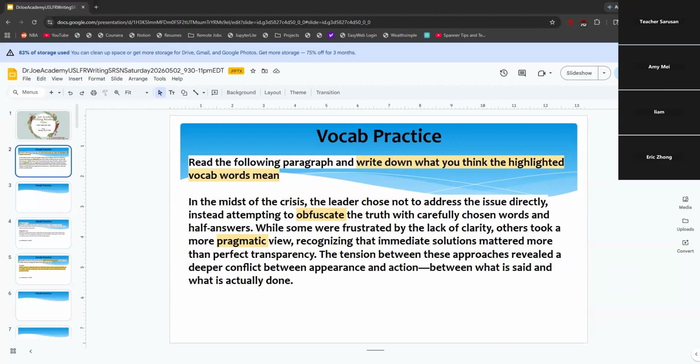Vocab practice. Read the following paragraph and write down what you think the highlighted vocab words mean. In the midst of the crisis, the leader chose not to address the issue directly, instead attempting to obfuscate the truth with carefully chosen words and half answers. While some were frustrated by the lack of clarity, others took a more pragmatic view, recognizing that immediate solutions mattered more than perfect transparency. The tension between these approaches revealed a deeper conflict between appearance and action, between what is said and what is actually done.